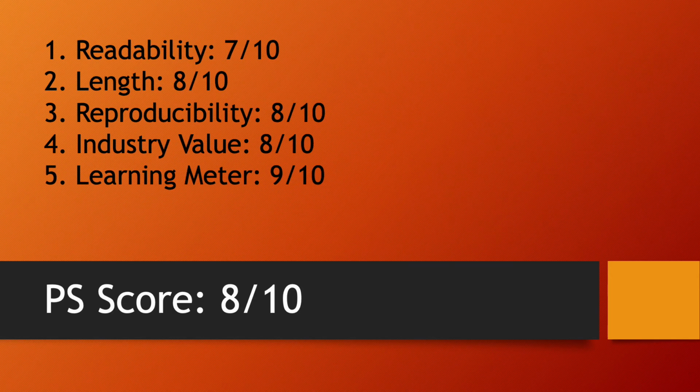Now let's give this paper a PS score. Overall, it's a bumpy read with some super dense parts because of the code, so it gets 7 out of 10 on readability. With 14 pages, it scores 8 out of 10 on length. Reproducibility and repeatability shouldn't be too challenging, so it gets 8 out of 10. Industry value and learning meter are decent, so they get 8 out of 10 and 9 out of 10 respectively. Overall PS score is 8 out of 10.